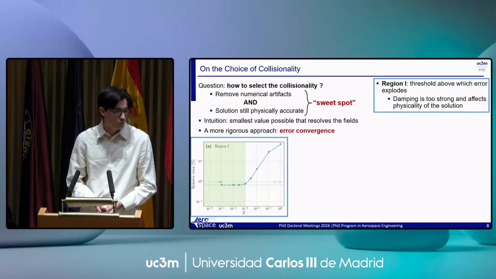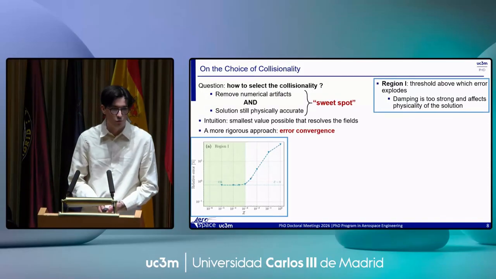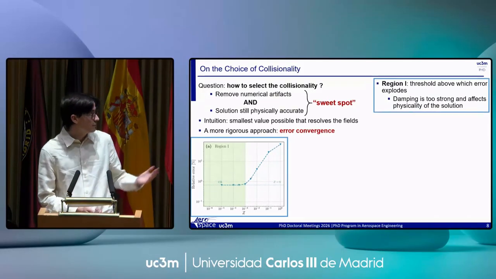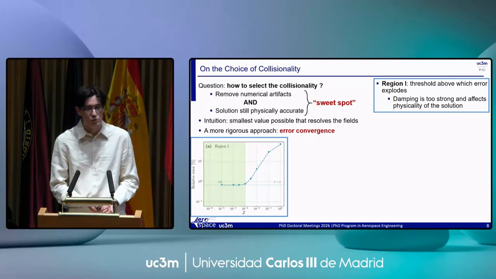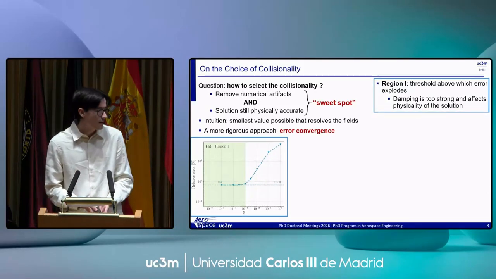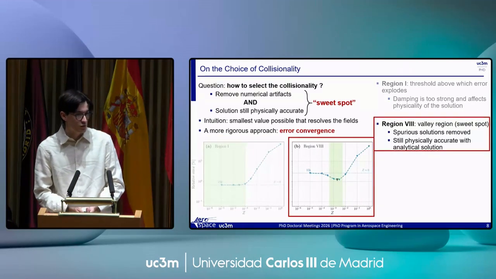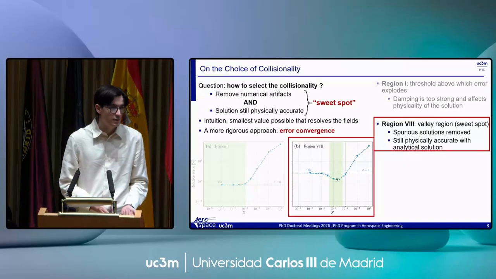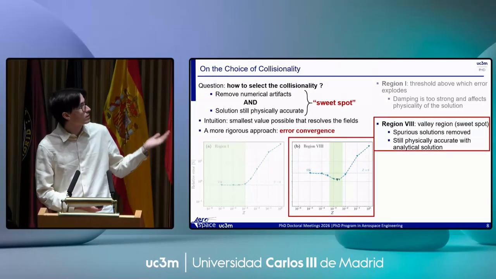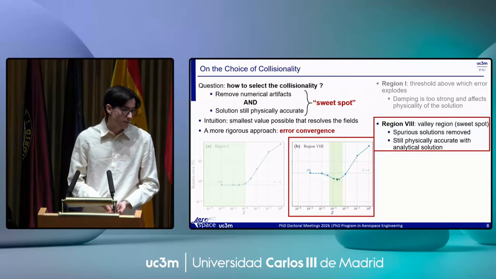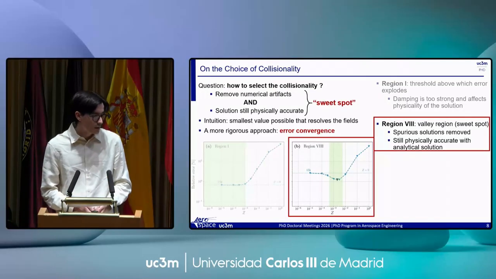So to study this, we ran an error convergence where we plot the error with respect to the analytical solution compared to the damping. So here it's region 1, so you have a threshold above which the error explodes because you put too much damping. But it's normal because it's a safe region. And if you go to region 8, here you see something more interesting, which is that the error decreases with the damping. And you have the formation of this valley region, which is the sweet spot we were looking for. And we can see that there's actually an optimal collisionality we're looking for.